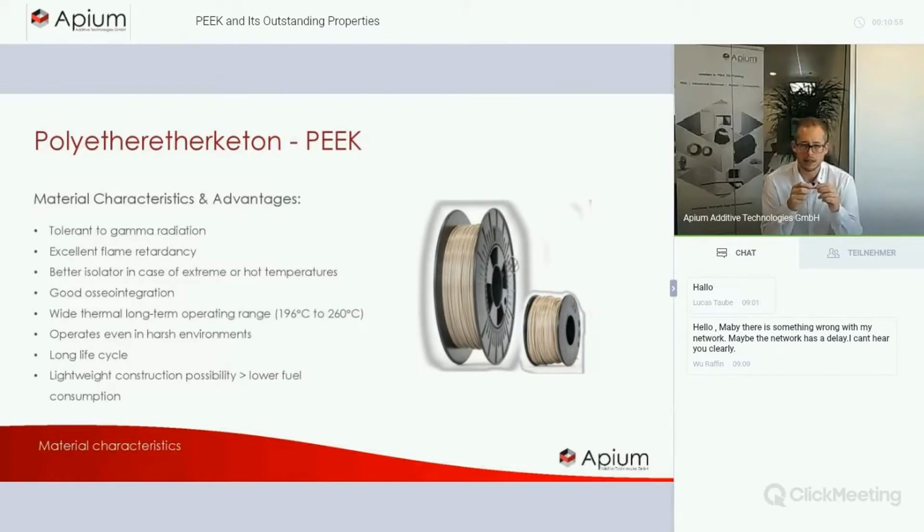PEEK also has a long life cycle, so it's fairly resistant against outer influences. And lightweight construction is possible because we have a very low density of 1.34 grams per cubic centimeter, which makes it very attractive when we think of applications where we have lower fuel consumption.